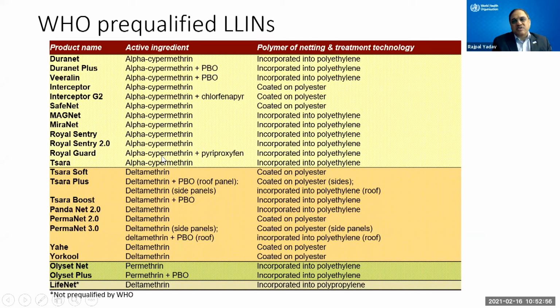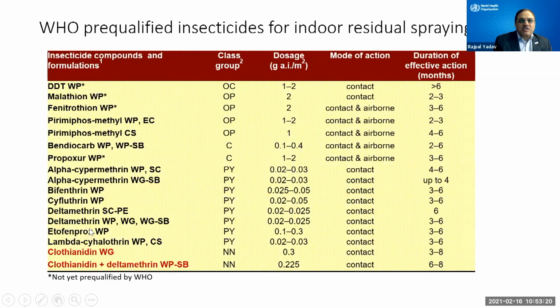PBO basically is a synergist, which is a chemical that enhances the effectiveness of a pyrethroid because it blocks the enzyme activity in mosquitoes or sandflies, and then it will improve the efficacy of this insecticide. Incidentally, even in the previous slides, I wanted to tell you that this slide is basically for mosquitoes.